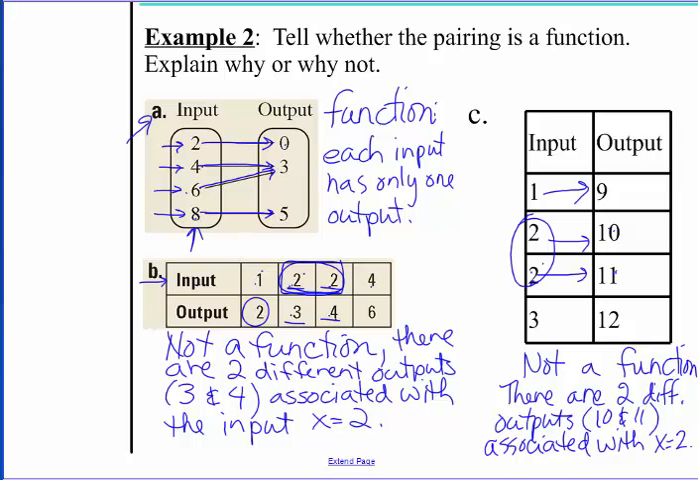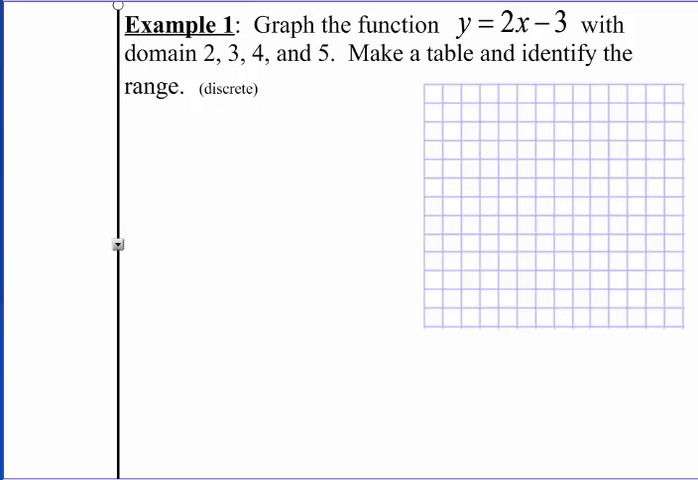Okay, one more example. So now we're looking at graphing. So we're going to graph the function y equals 2x minus 3 with domain 2, 3, 4, and 5. And we're going to make a table and identify the range and then graph it. So this is a discrete graph. Next time we'll talk a little bit more about discrete and continuous graphs and what the differences are in the next couple of lessons. So the first thing we want to do is make a table where you are given a specific set of x's.